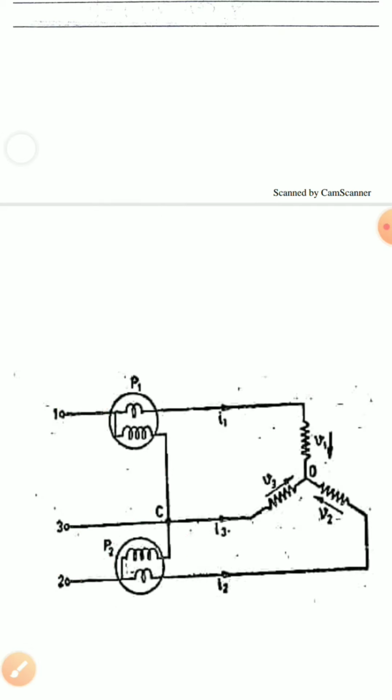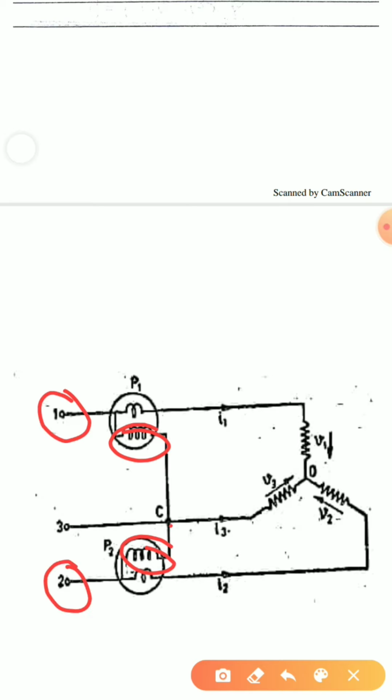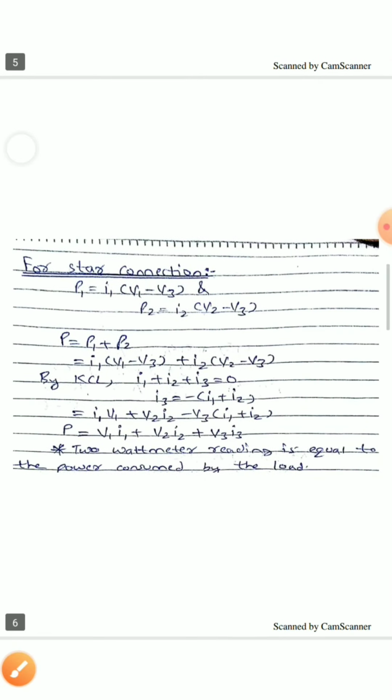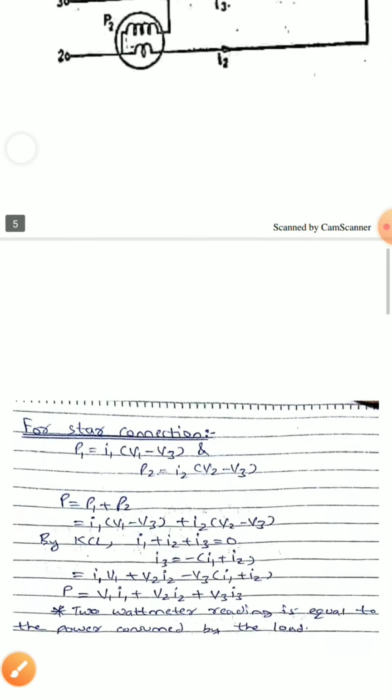Now this is the most widely used method. What we will do is make a common point of the pressure coils coincide with one of the lines. For example, this is the pressure coil of the first wattmeter and the pressure coil of the second wattmeter. One terminals are connected to the first phase and second phase. The second terminal is connected to a common point, and this common point is on the third phase. Then the current coils are connected to the lines of those particular phases. Now when I am talking about star connection, we can see that P1 is nothing but I1 into V1 minus V3.